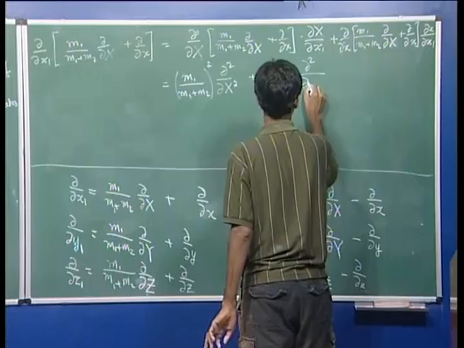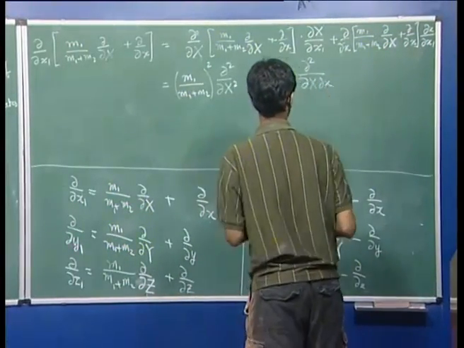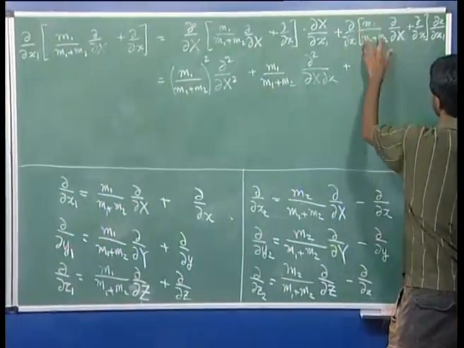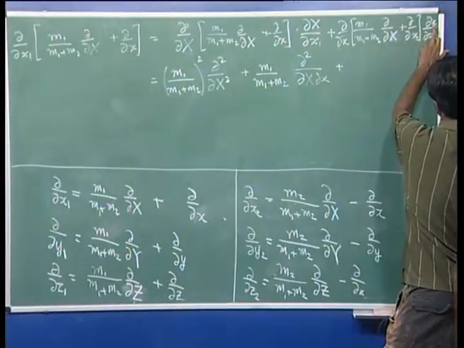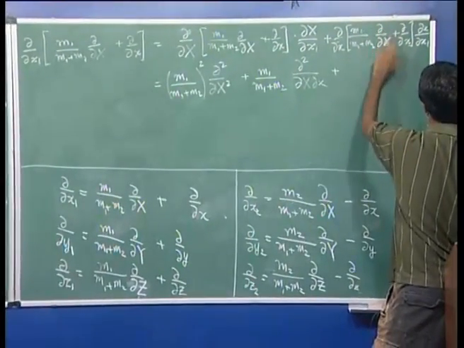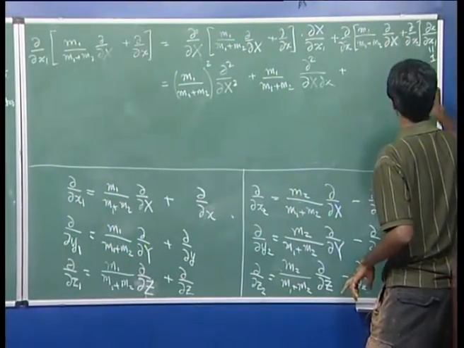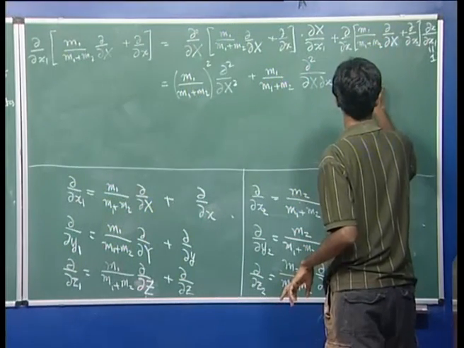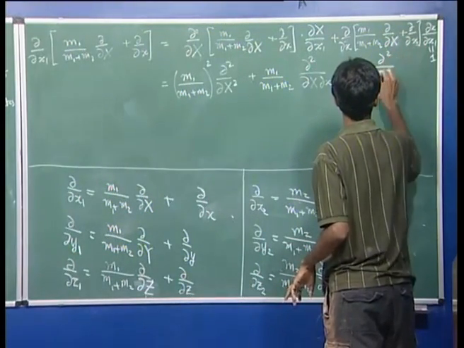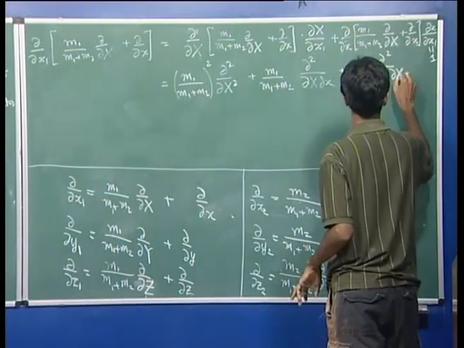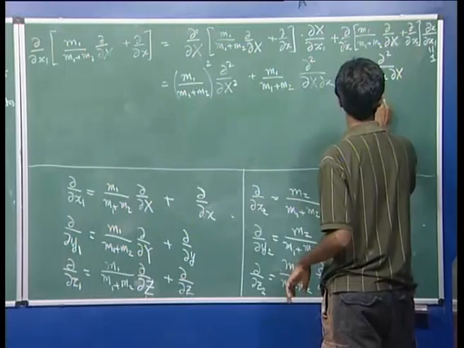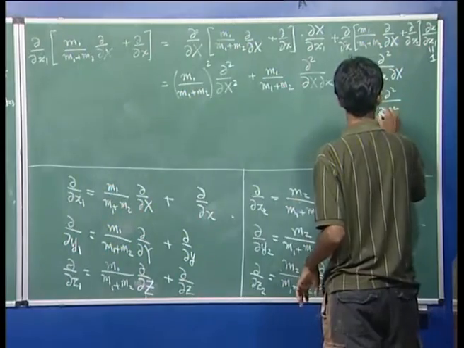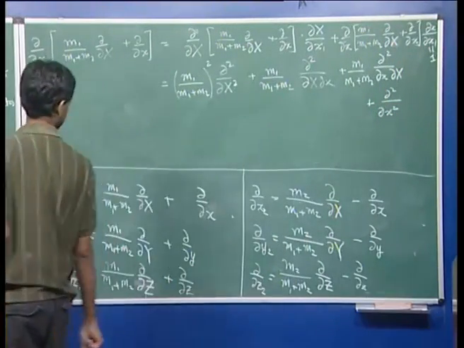So it is d squared by d capital X d little x, plus I will have a term, and here I have m1 by m2. Now, d by dX of this quantity is just 1 again. So the first term will just be m1 over m1 plus m2 dou squared by dou little x dou capital X, and the last term will just be d squared by d little x squared. Okay, so you will have these four terms.